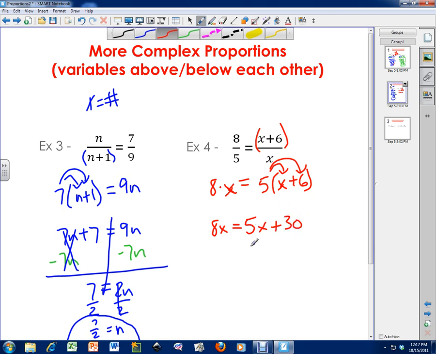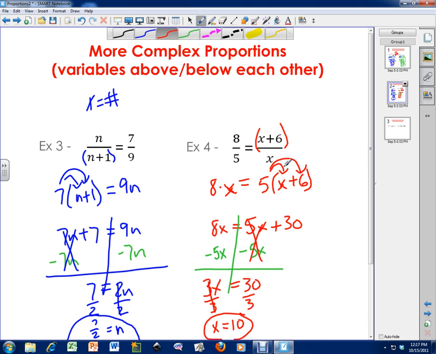Again, subtract the smaller variable from the bigger one. So I'm going to take the smaller variable away from the bigger one. And you're going to see here that 8x minus 5x is 3x. This cancels out, so 3x equals 30. And so when I divide by 3 here, you get x is 10. Again, you always want to double check. I'm not going to do it here. Plug in a 10 here, plug in a 10 here, cross multiply. If they equal each other, you know you did it right. But I'm not going to do it here again.